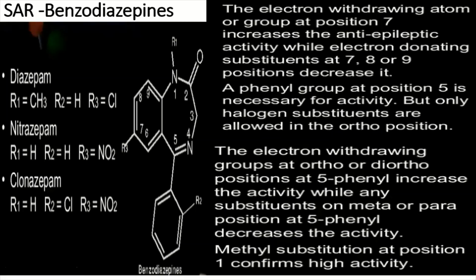So you can see here diazepam, then clonazepam. Clonazepam is a drug that comes in the anticonvulsant topic. In clonazepam, you see in this R3 position there is a nitro group, and this R2 position consists of the chlorine atom.